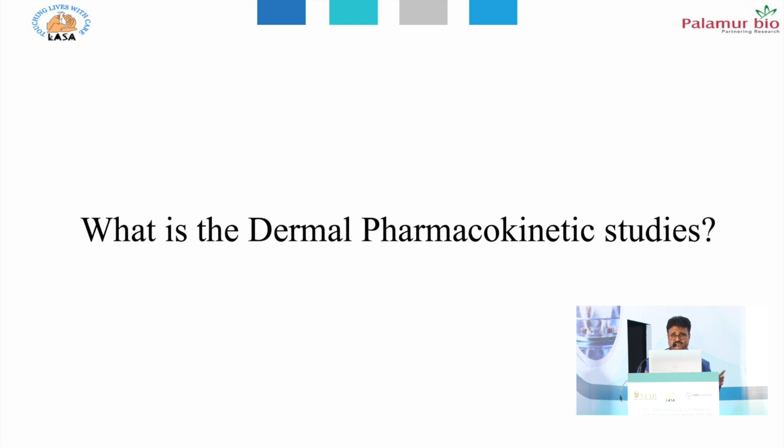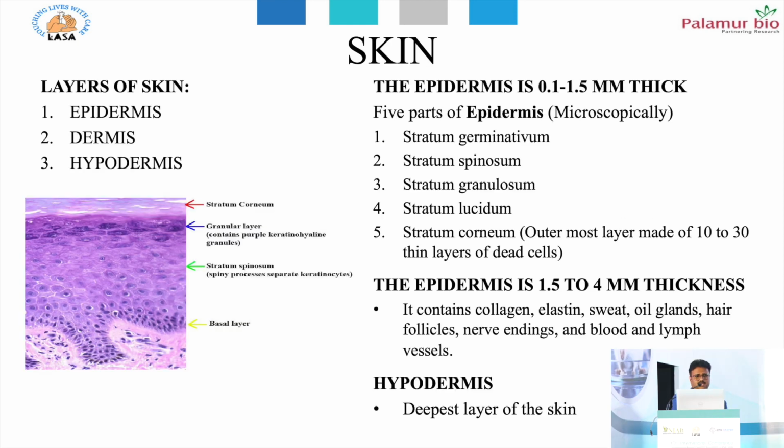So a little bit of anatomy. The skin comprises three layers, as we all know: epidermis, dermis, and hypodermis. Epidermis is again divided into five. The outermost is stratum corneum, then lucidum, granulosum, spinosum, and germinativum. Its thickness is around 0.1 to 1.5 mm. And here a picture is also given where you can see that the outermost layer is stratum corneum.